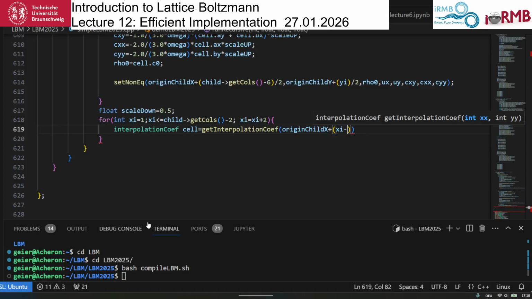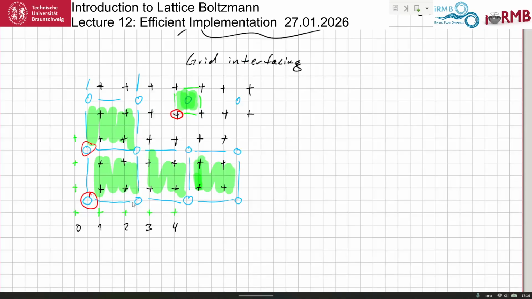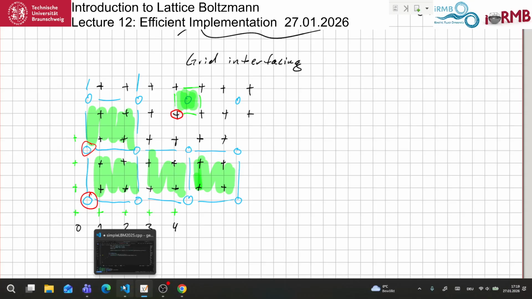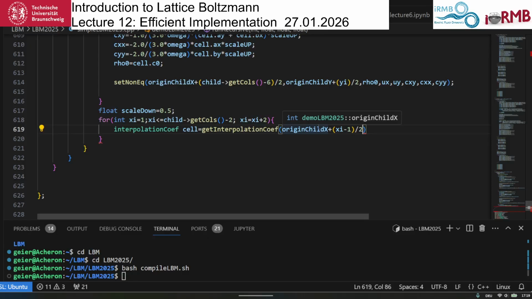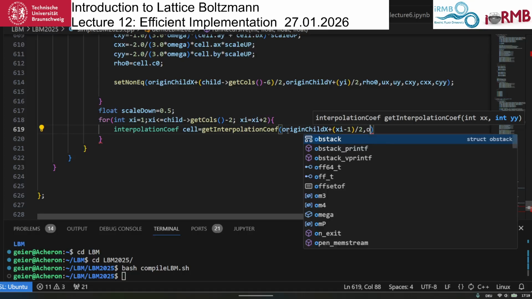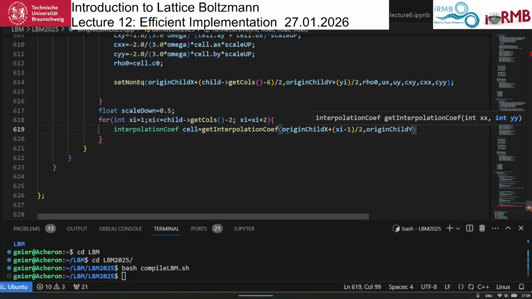And now we want to start from the actual position, from here. So in order to do this, we have to put this to 0, so it's xi minus 1. And since we go 1 lattice node each, see, the next cell is here, so we go only 1 lattice node each. This is why we have to divide this by 2, and this will start at the right position, because this is still 0, and so it will be origin x, and then origin y. So, zack. Now we have the interpolation cell.